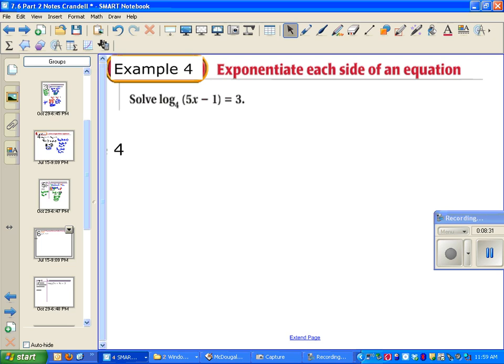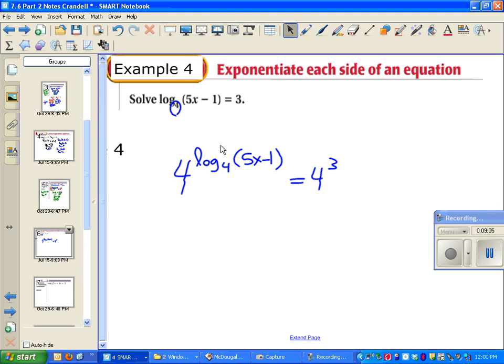Okay. We don't have logs on both sides, so I want to get rid of the log. So what gets rid of a log? Exponent. Good job. So we're going to exponentiate both sides. What's our base going to be? What could our base possibly be? Oh, 4. All right, good job. So we're going to do 4 to the right side. So all of this becomes an exponent. Log base 4 of 5x minus 1. So write it as an exponent, please. And then the 3 becomes an exponent with a base of 4. Okay, so 4 to the right side equals 4 to the left side.